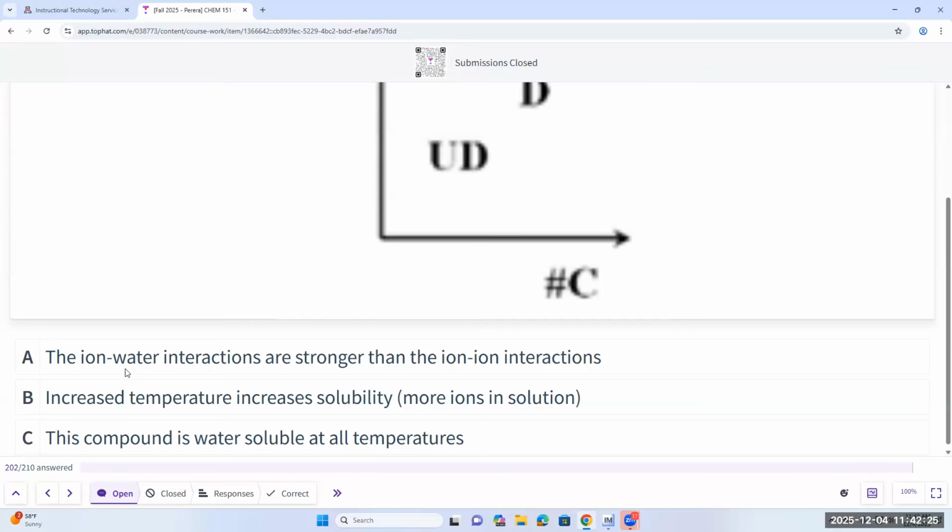If I make a mistake, please let me know. So option A is incorrect. I'll take your questions after discussing the next two, okay?